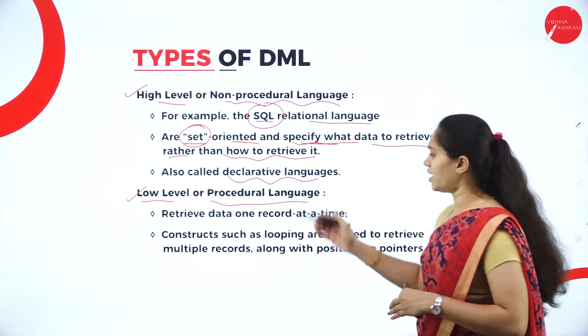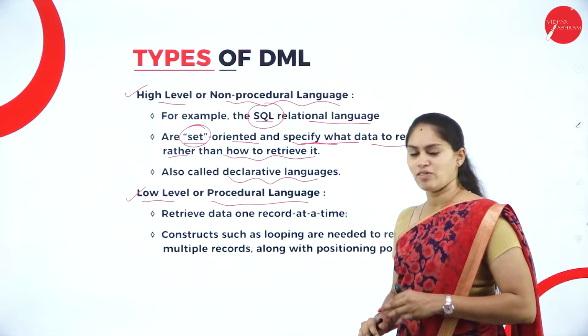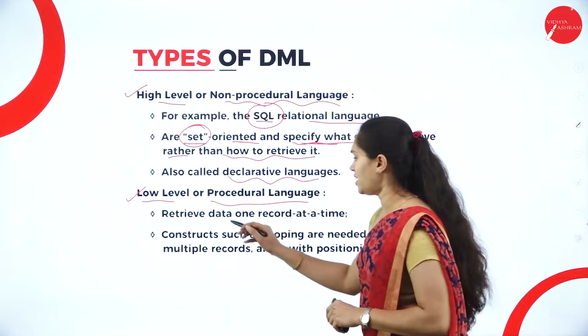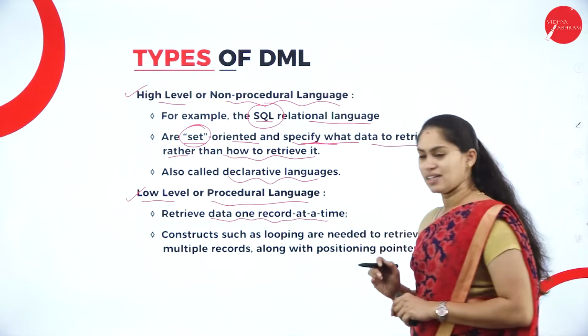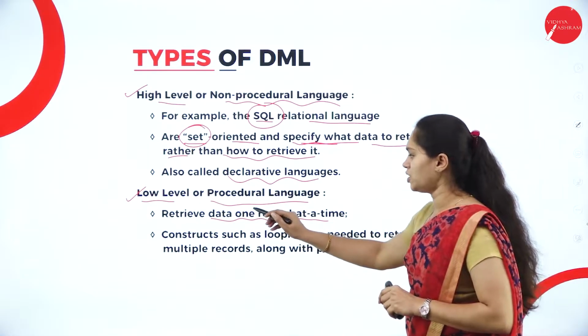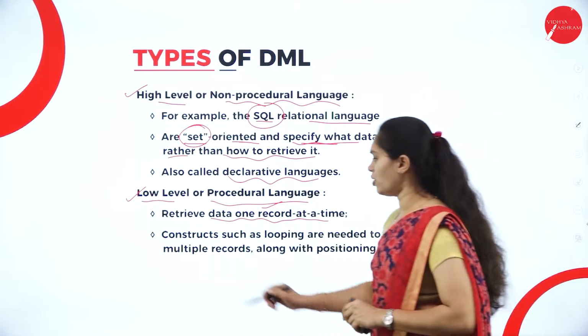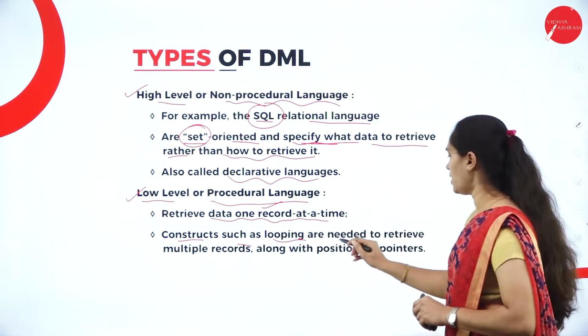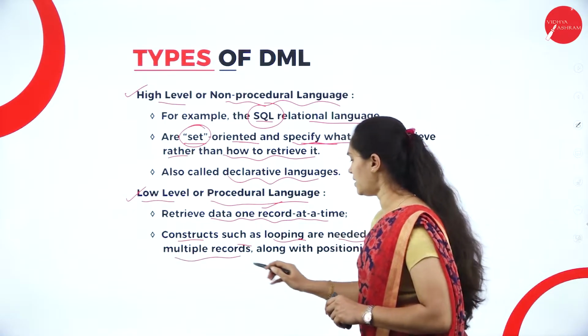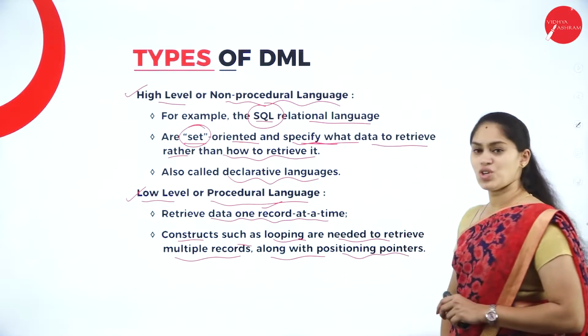But when it comes to the procedural or low-level language, this will allow us to retrieve a single record at a time. So it will allow us to retrieve one record at a time, and also constructs such as looping are needed to retrieve multiple records along with a positioning pointer.